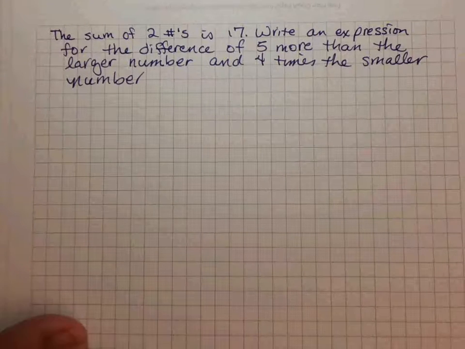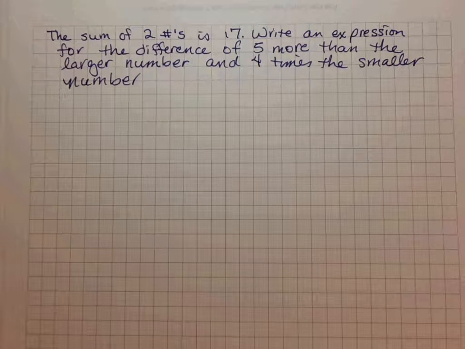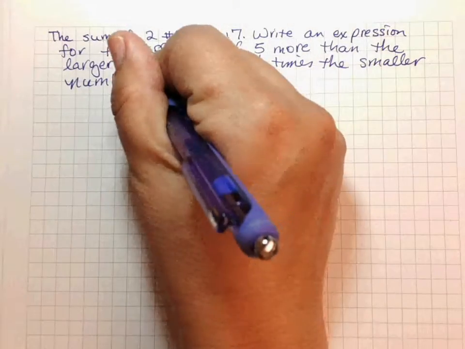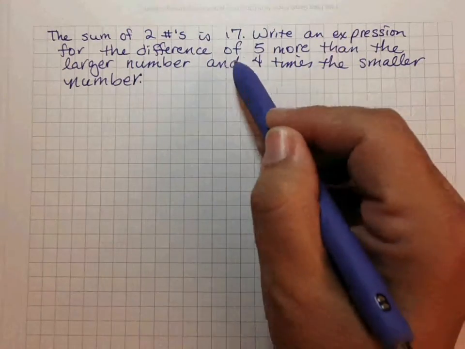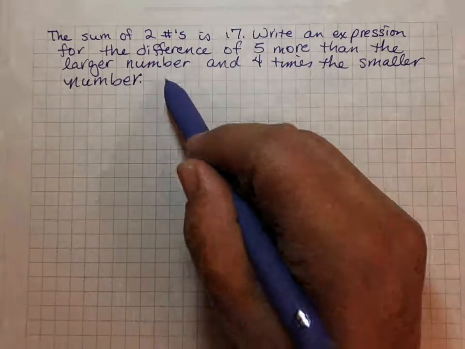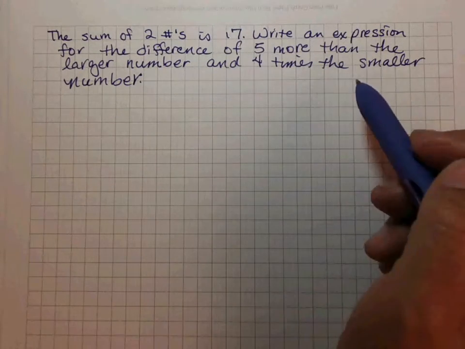Here's a problem that's very similar to this one, with slightly different numbers, and I wanted to give you an example to help you figure it out. The problem is stated: the sum of two numbers is 17. Write an expression for the difference of 5 more than the larger number and 4 times the smaller number.